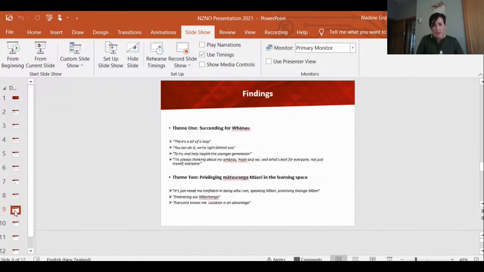So the findings. After doing thematic analysis around their life stories and looking at what brought them into the program, what helped them succeed, and what was challenging, there were 5 themes that came from all the interviews, and theme 1 being succeeding for whānau. So I've just added in there some quotes from some of the students themselves related to the themes.